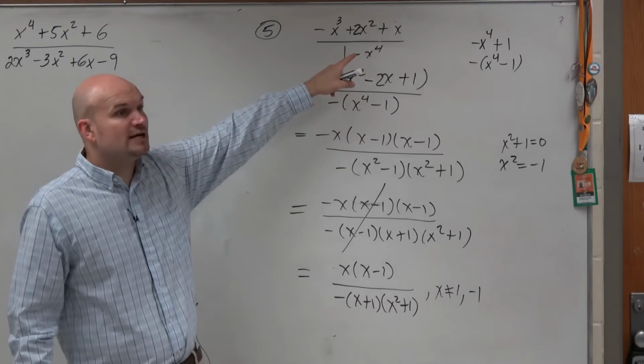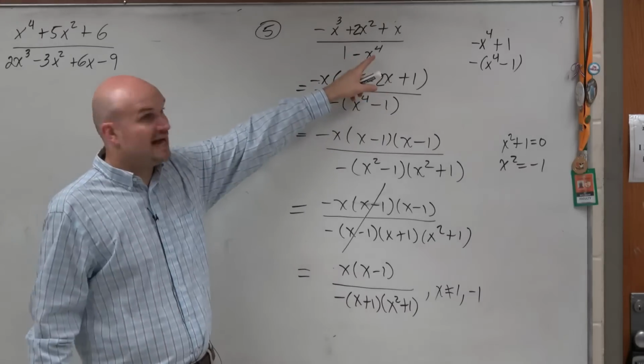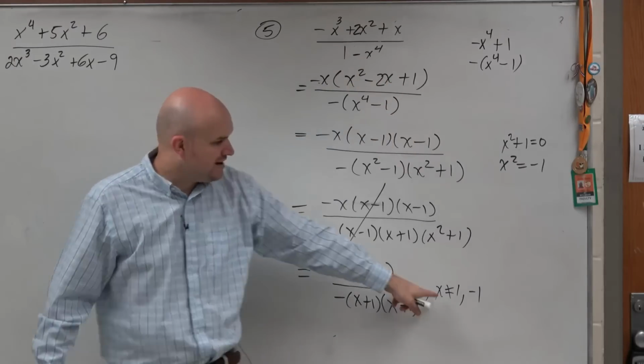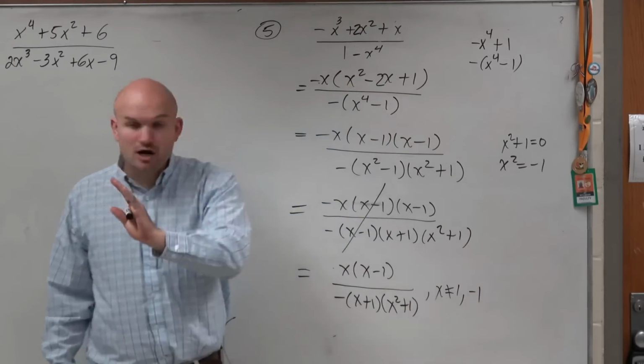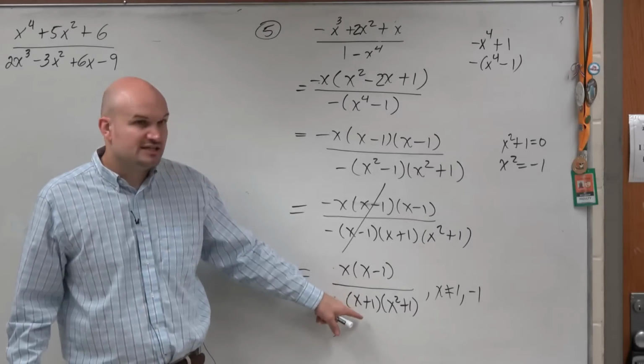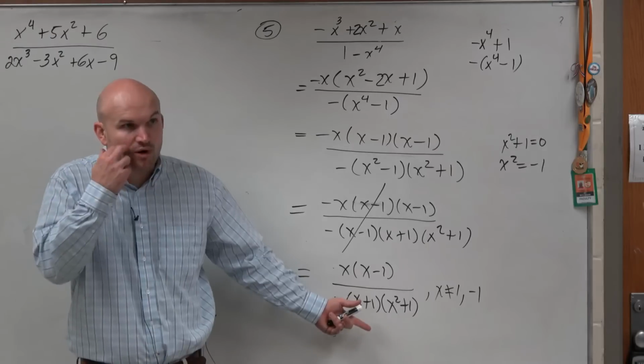If you plug in a 1 or a negative 1, 1 to the fourth power is 1. 1 minus 1 is 0. Negative 1 to the fourth power is 1. 1 minus 1 is 0. So you have two restrictions, even though the simplified result only shows you that one restriction.